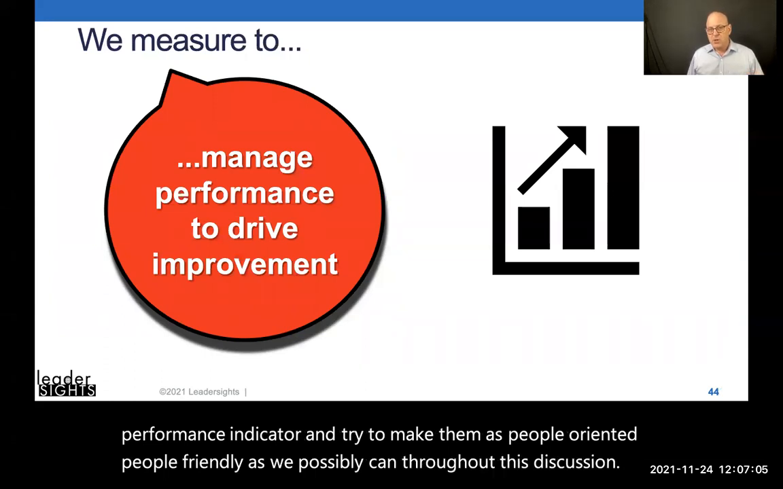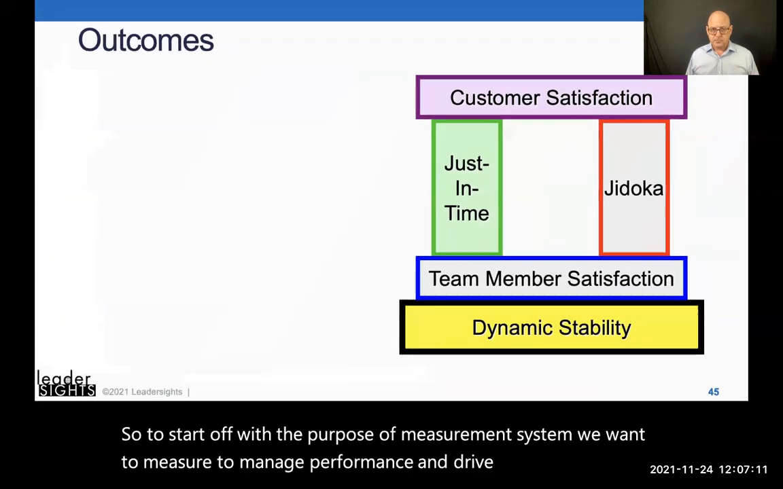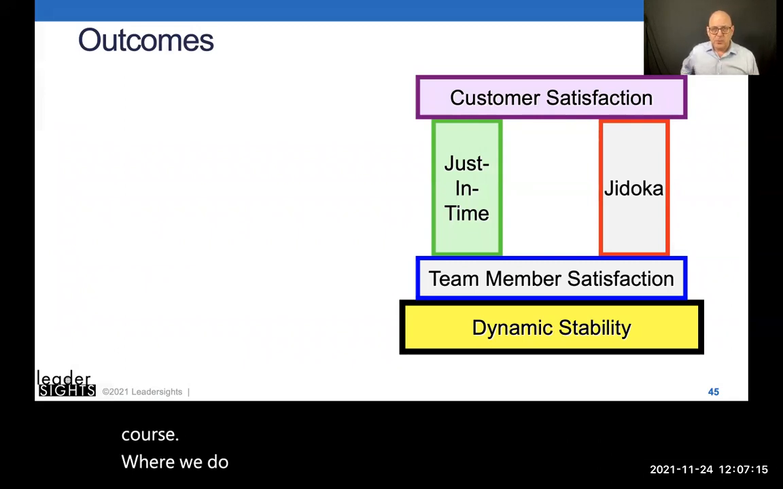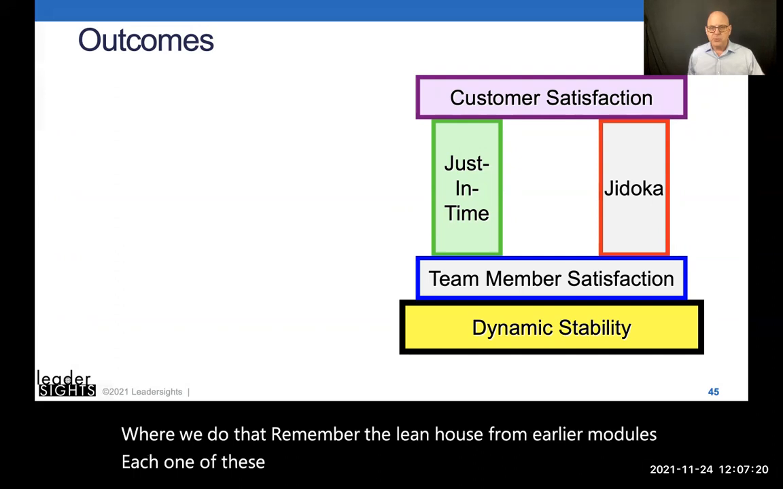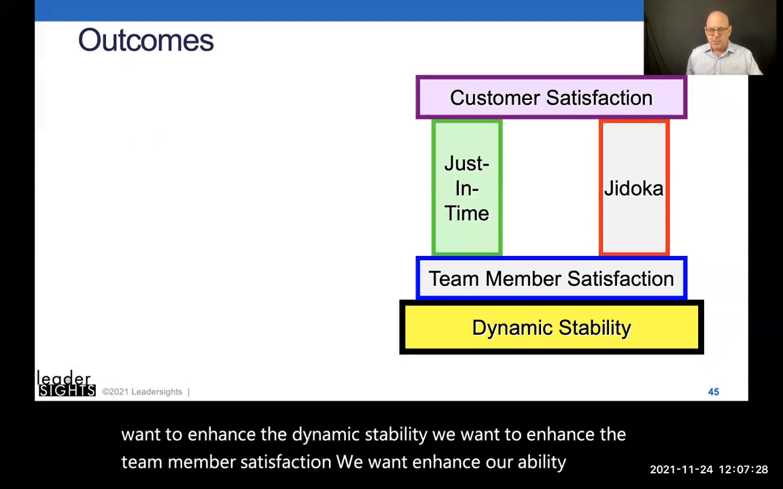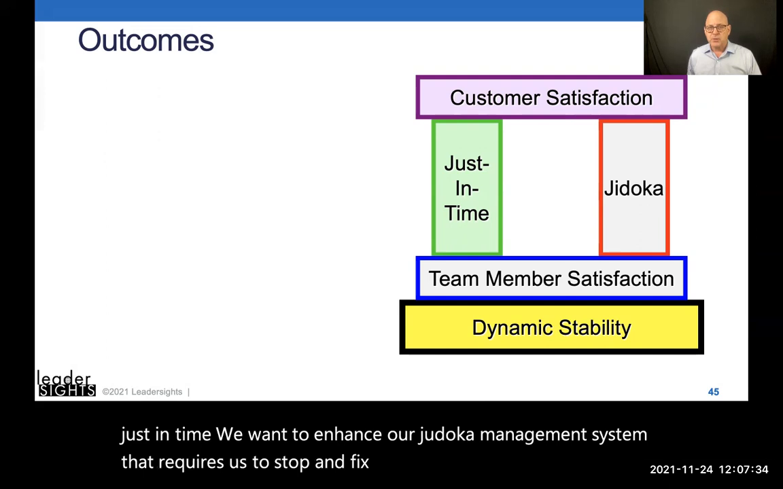So to start off with the purpose of a measurement system, we want to measure to manage performance and drive improvement, of course. Where do we do that? Remember the lean house from earlier modules. Each one of these, we want to be able to continue to enhance. We want to enhance the dynamic stability. We want to enhance the team member satisfaction. We want to enhance our ability to deliver just in time. We want to enhance our Jidoka management system that requires us to stop and fix things. And we want to drive customer satisfaction.